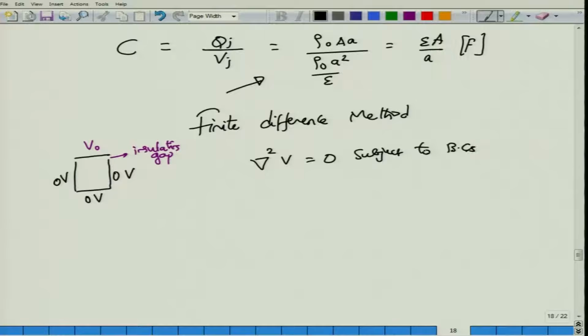So there are certain boundary conditions which we have given here. Subject to that, we need to solve this del square V equal to 0, and this we need to solve in 2 dimensions. So go back to what this equation is. This del square, if you expand in Cartesian coordinates, becomes del square V by del x square plus del square V by del y square equal to 0.